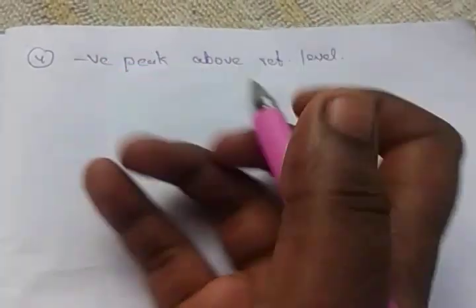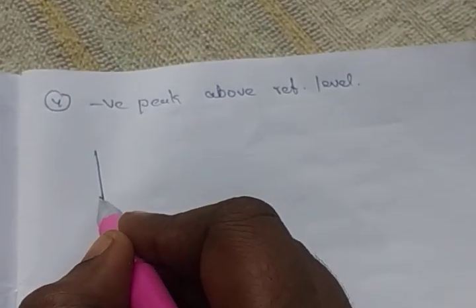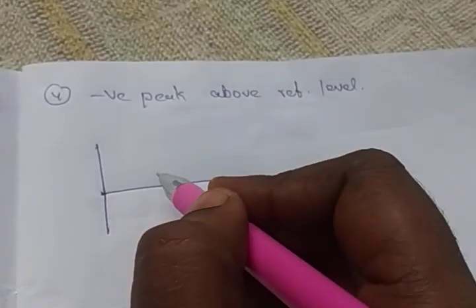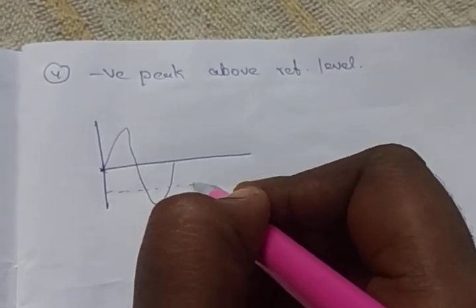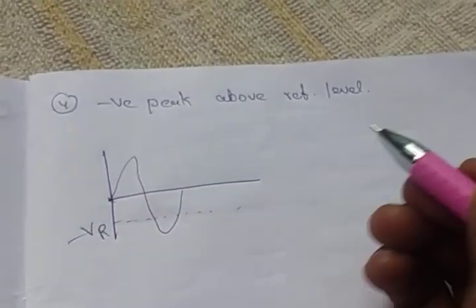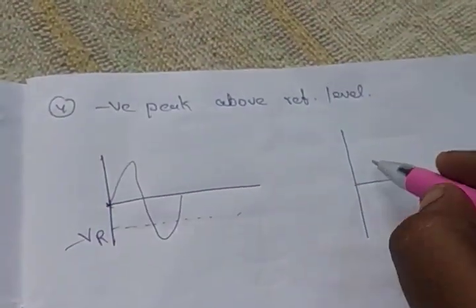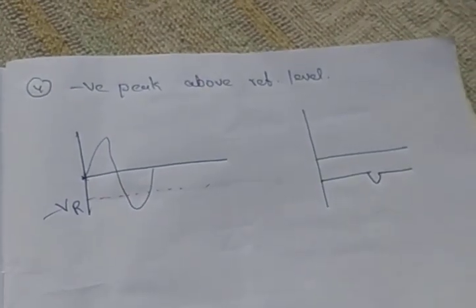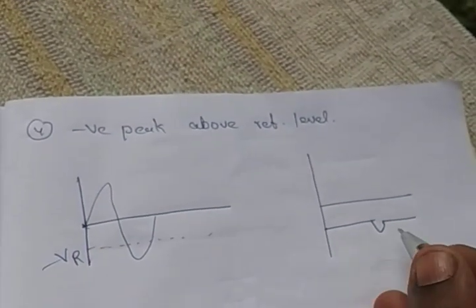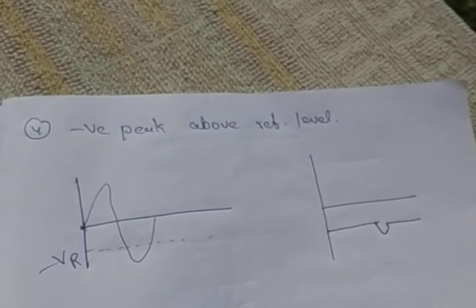Now the fourth one, negative peak above reference level. So this is our input. For the negative peak we are taking the reference level here, minus VR. So above the reference level means this portion will be clipped. So the output will be like this. So here we get a negative peak.